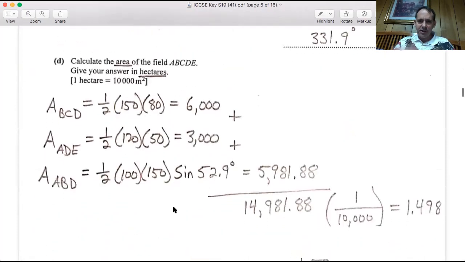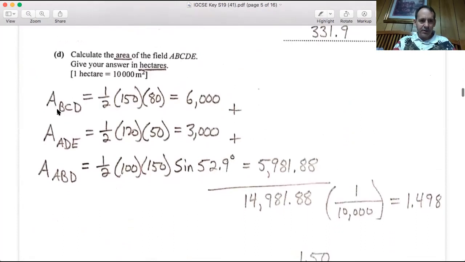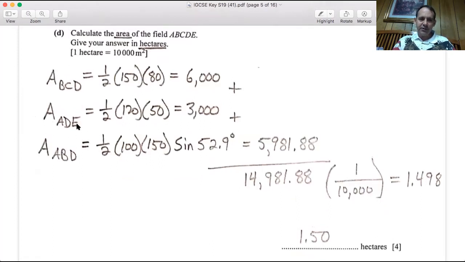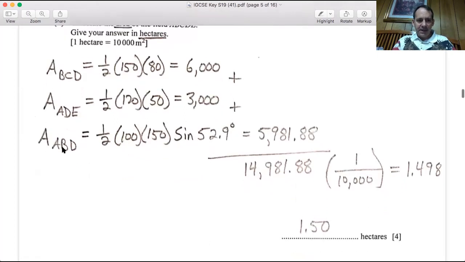So here are our three. You can look at the diagram. The area of triangle BCD is 1/2 base times height. You can figure out which one's the base and the height, it doesn't really matter, but it's a right triangle. So 1/2 the two sides, and you get 6,000. Then the ADE triangle is also a right triangle. So again, half base times height, and you multiply that out, you get 3,000. And then the middle triangle, the ABD, is not a right triangle.